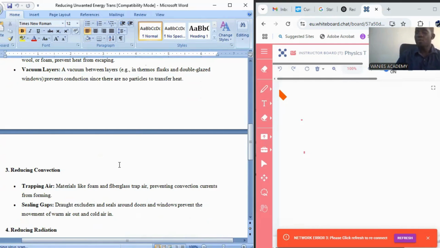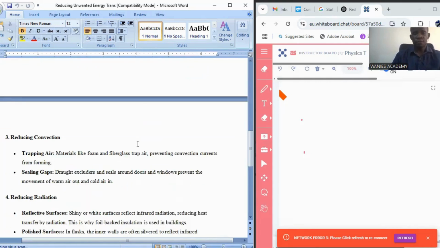Now, another thing we can do in reducing convection is sealing gaps, like draught excluders and seals around doors and windows, which prevent the movement of warm air out and cold air in. So when we prevent the exchange of air, that can also help in reducing heat through convection. So that is another way of reducing heat through convection.